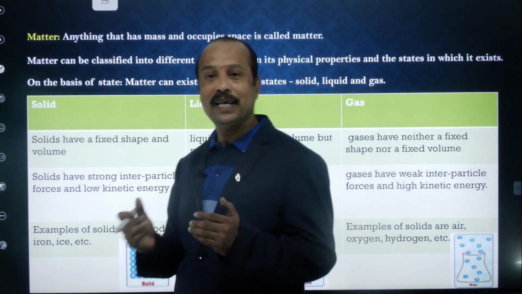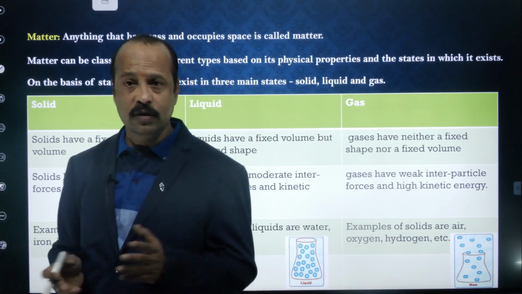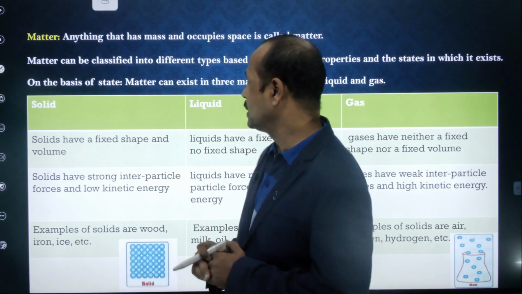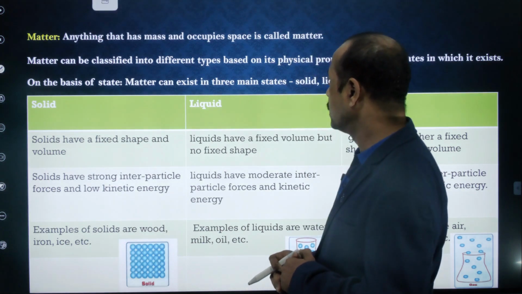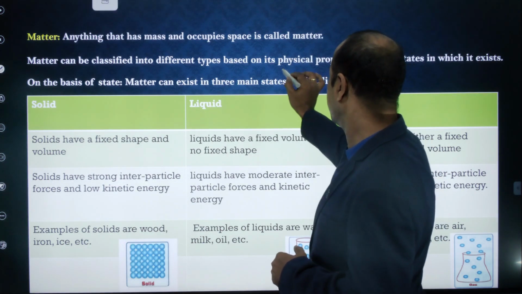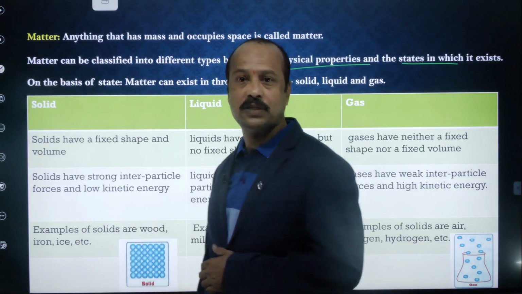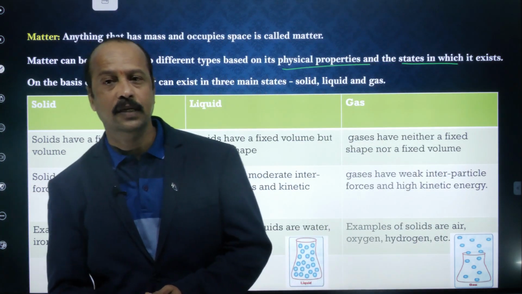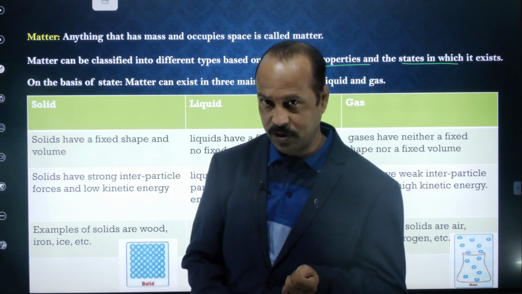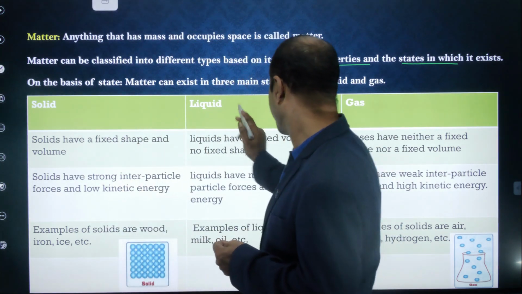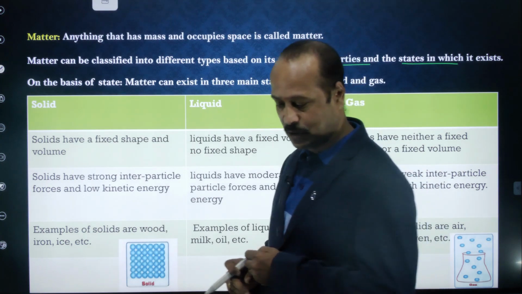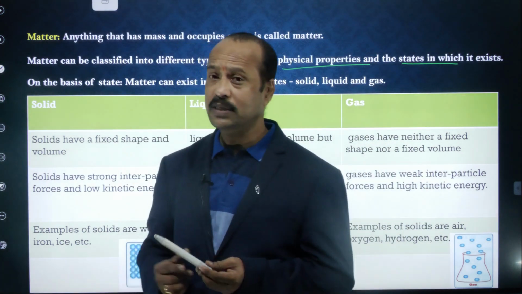Anything that has mass and occupies space is called matter. And matter can be classified into different types. Based on the physical properties or states, matter is classified into three types. What are they? Solids, liquids and gases.